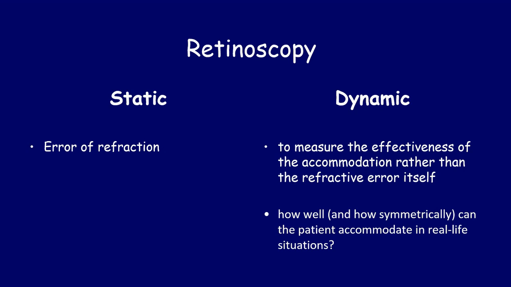Dynamic retinoscopy measures the effectiveness of the accommodation rather than the refractive error. It tells us how well and how symmetrically the patient can accommodate in real-life situations.